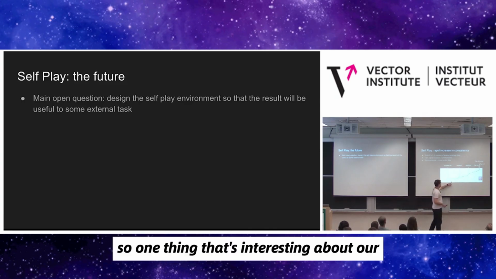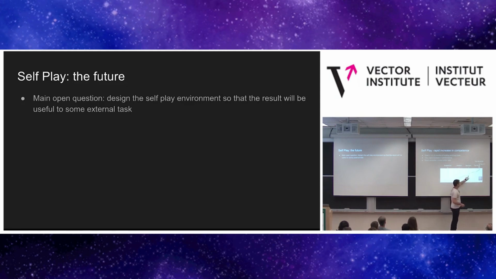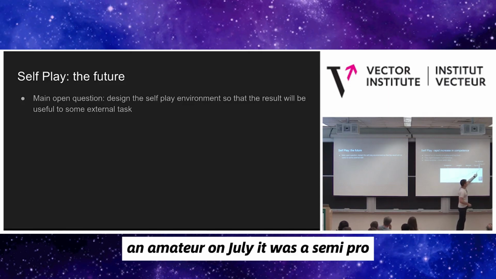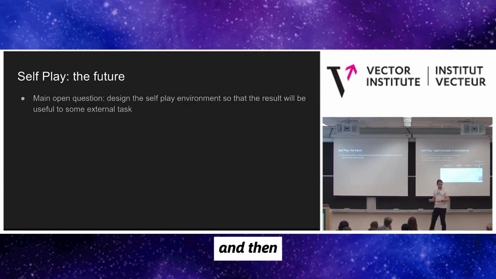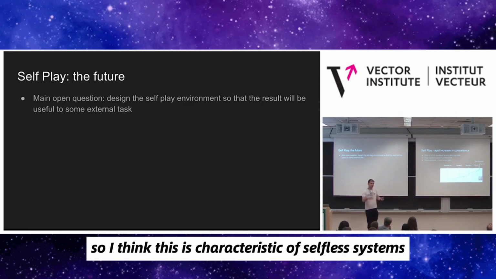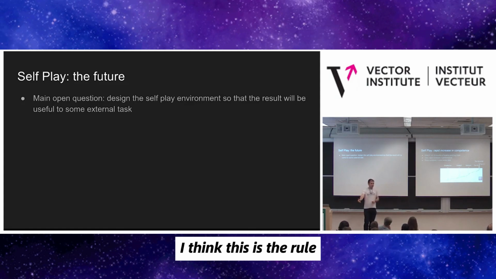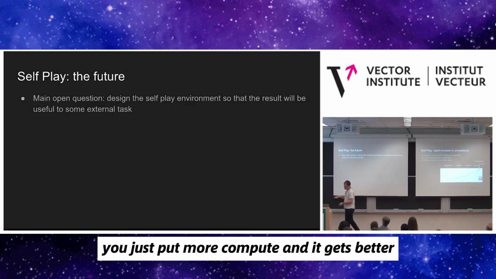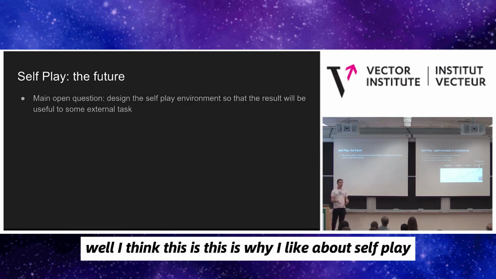So one thing that's interesting about our experience with the Dota bot is that in April it was really bad, and then in June it was an amateur, in July it was a semi-pro, in late July it was like a strong pro, and then from July to August it improved very rapidly and then defeated all humans. So I think this is characteristic of self-play systems. I don't think this is the exception, I think this is the rule. Because once you fix all the bugs, once your algorithm is good, you just put more compute in and it gets better. And why should it stop once everything is done right? So I think this is what I like about self-play.